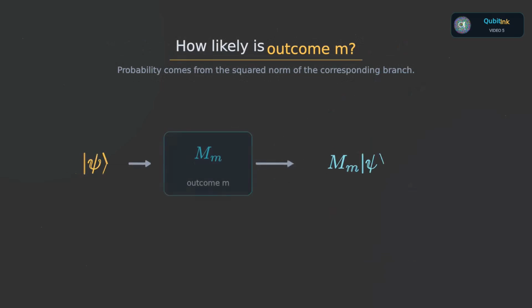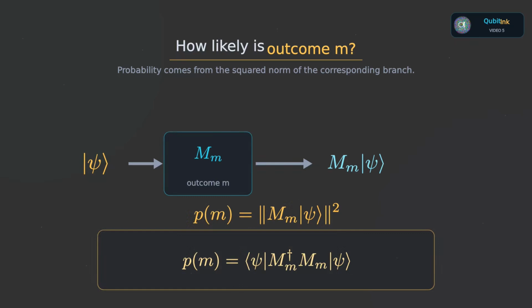Take the branch produced by the measurement operator for outcome m and compute its squared norm. That squared length is the probability of obtaining outcome m. The equation on screen expresses exactly this rule. The measurement operator acts on the incoming state, and the inner product converts the resulting branch into a real, non-negative number. There is another equivalent way to read the same equation. First form the vector obtained by applying the measurement operator to the state.